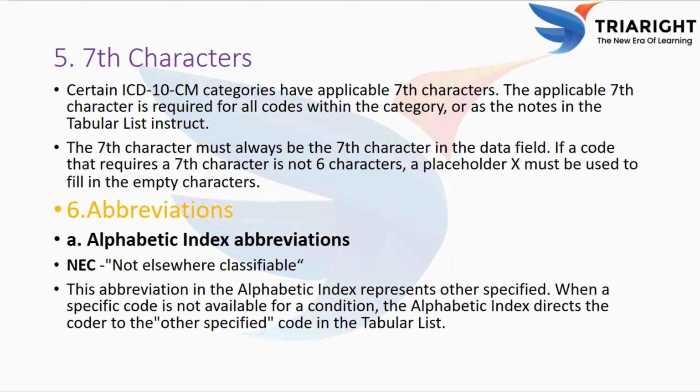So what is the example? S52.521A. S52.52 denotes the fracture of lower end of radius. Here 1 specifies the particular type. A denotes the 7th character, initial encounter for closed fracture. So if a 7th character is required but missing, the code is invalid.